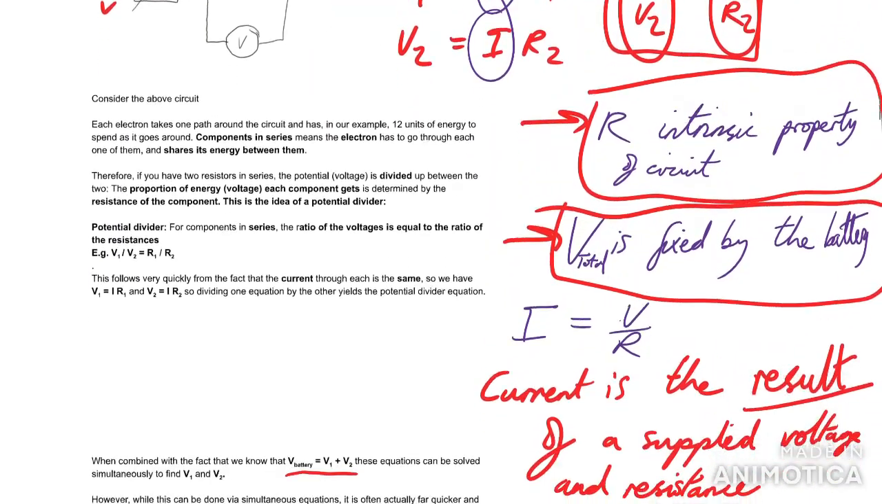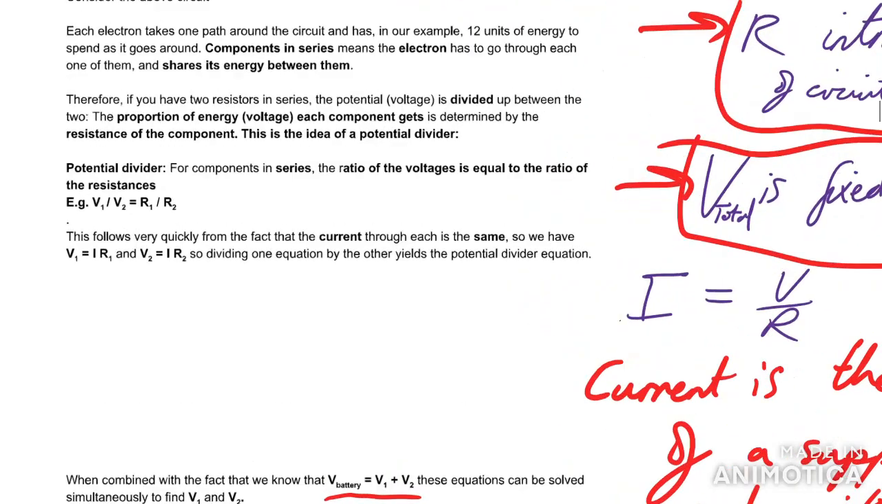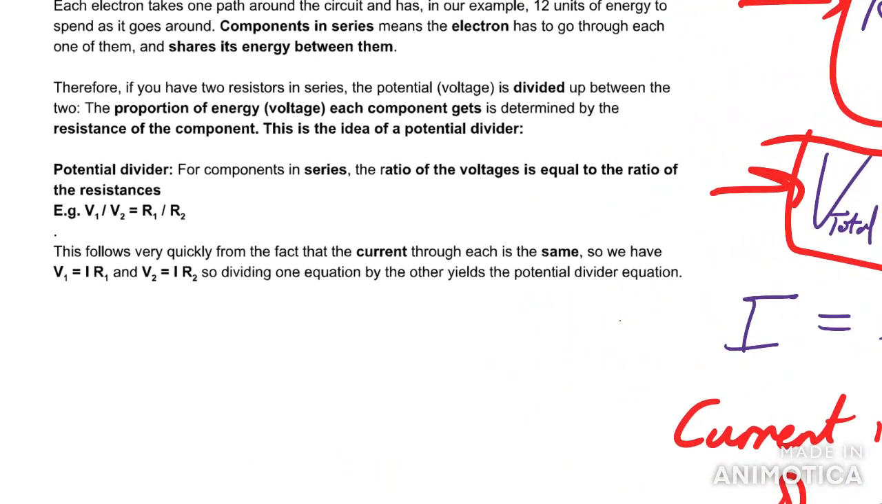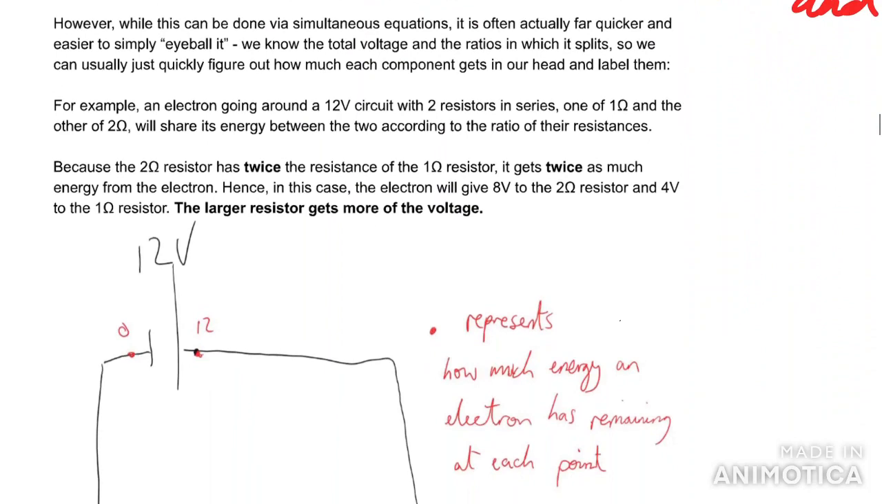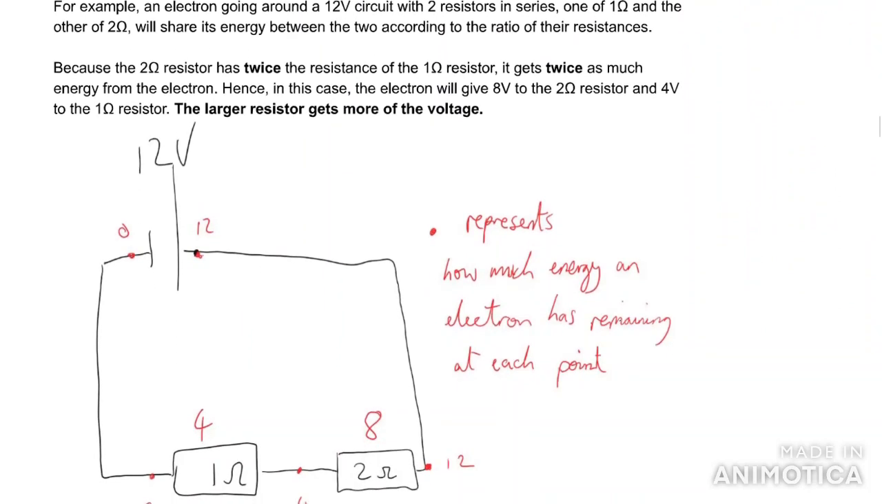But the key point is that for components in series, the ratio of the voltages is equal to the ratio of the resistances. Okay? So let's say we have this set up here. We know we have 12 volts in the circuit in general, and we've got 12 units of energy to spend across these two resistances. And we know that the share of energy that each one gets is in the same ratio as the share of the resistances.